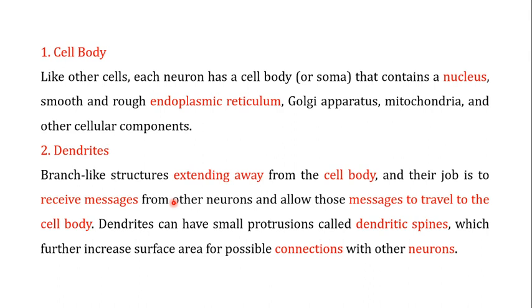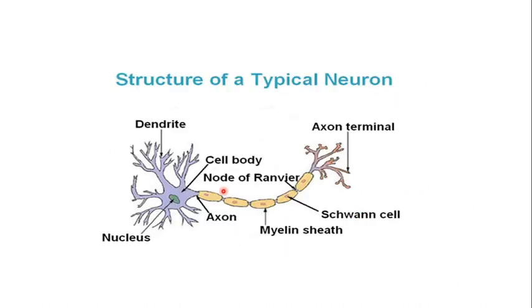One of the specialized things that you see in neurons and not in the other cells of the body is known as the dendrites. The branch-like structures extending away from the cell body are known as the dendrites. The job of the dendrites is to receive messages from other neurons and allow those messages to travel to the cell body. If you look over here, this is the cell body, and these dendrites are actually extensions from the cell body.